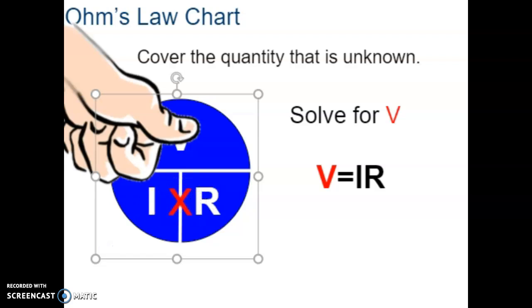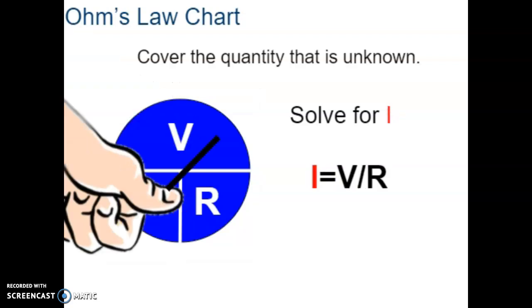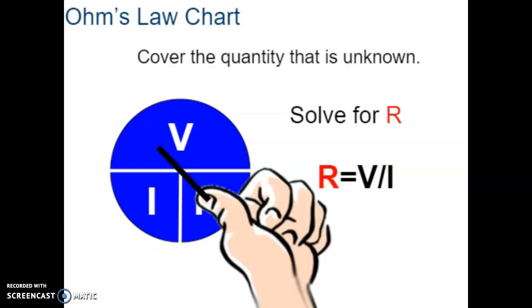Now likewise, if you're looking for I, you put your thumb over I, and then you've got V over R. And then if you come over here and put your thumb over R, because that's the one you're looking for, the resistance in ohms, you would have volts divided by current.